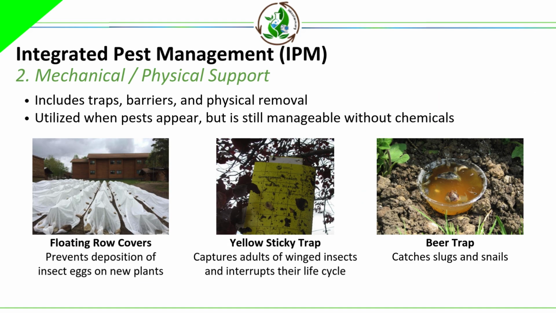Mechanical and physical controls are direct, hands-on ways to reduce pests. Traps like beer cups for slugs or sticky cards for flying insects physically remove pests. Barriers like row covers prevent insects from laying eggs on plants. These methods are especially useful when pest populations are still small and manageable without the use of chemicals. These control methods can also protect beneficial insects by keeping harmful ones away without affecting the rest of the ecosystem.